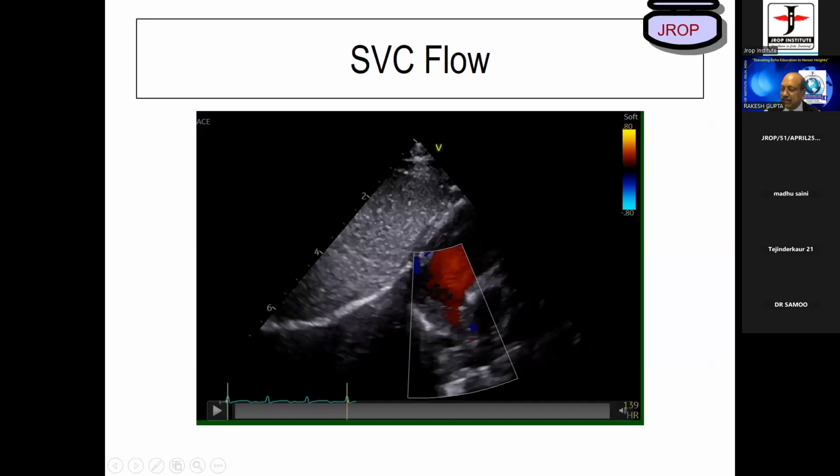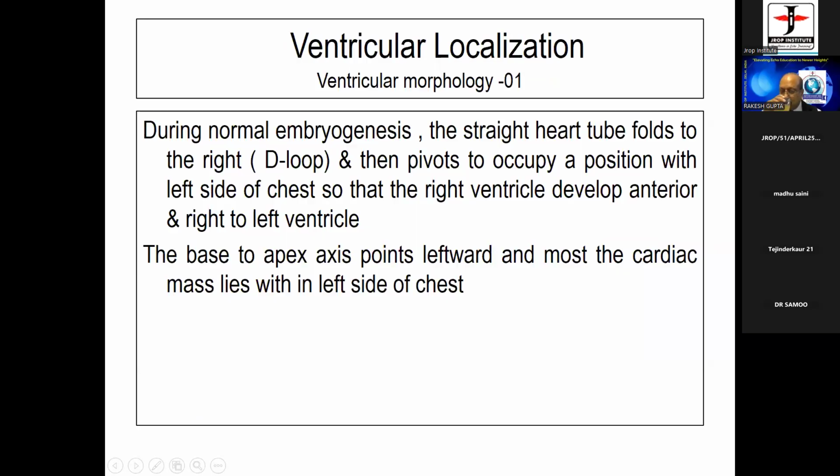Now comes ventricular localization. What exactly happens during our intrauterine period? I hope I should be able to show you. Look, this is a paper. It says the heart tube folds to the right. So it folds to the right and comes and occupies the left side of my chest.